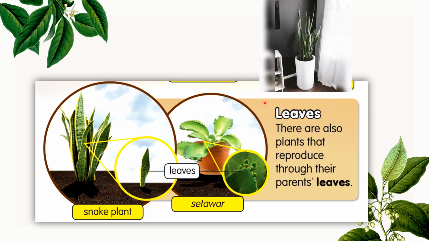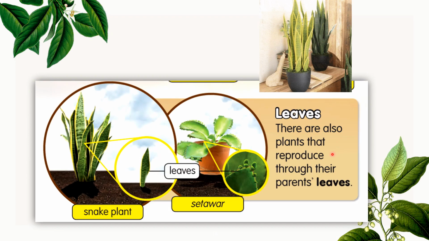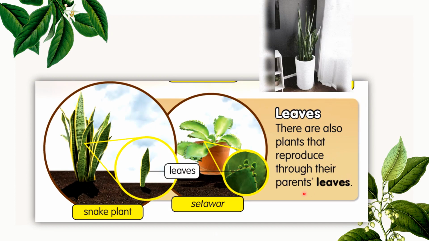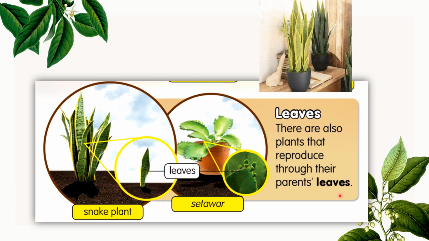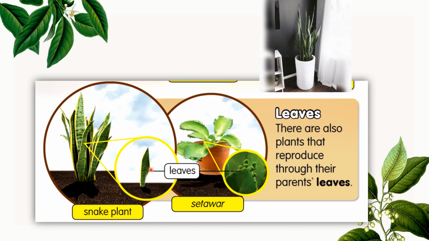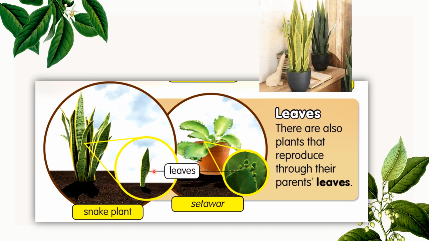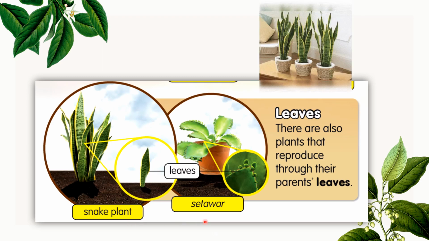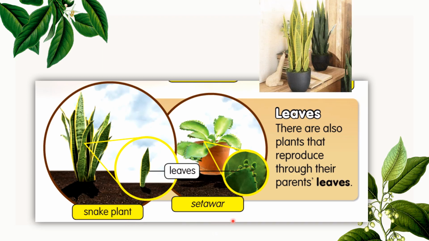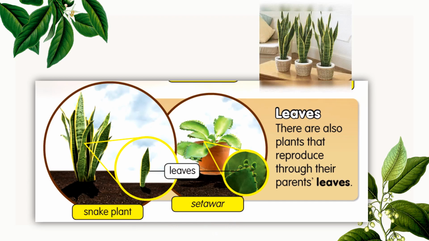And the last one, number 6, leaf. There are also plants that reproduce through their parents' leaf. Ada juga tumbuhan yang dia akan membiak melalui daun. Jadi melalui daun ni dia akan tumbuhlah pokok yang baru, daun yang baru. For example here, snake plant, and also setawar. Let's watch the video of snake plant.